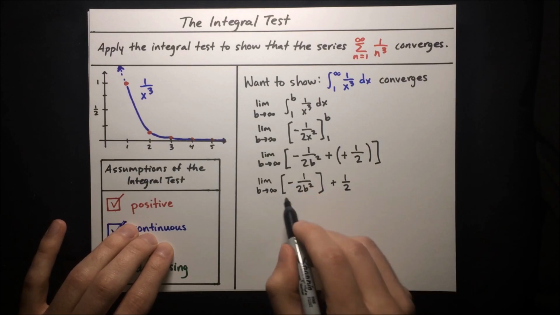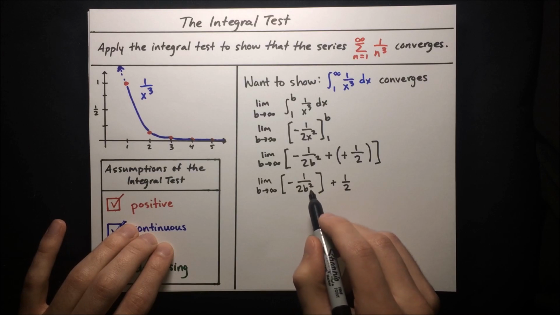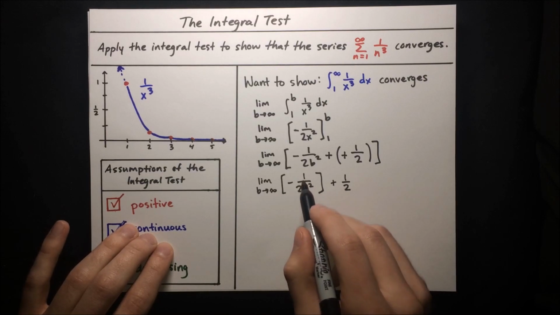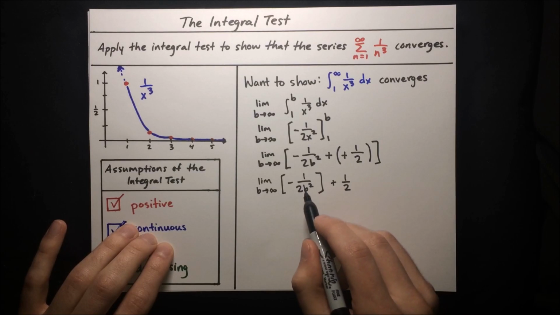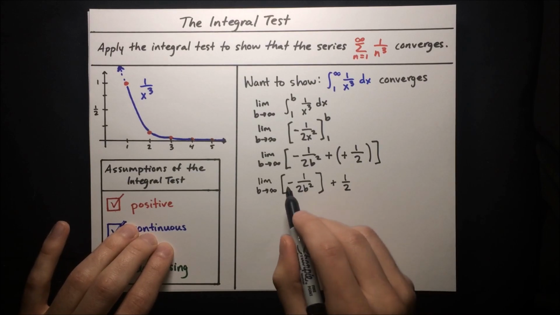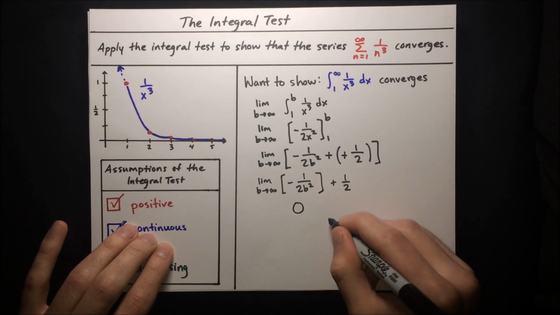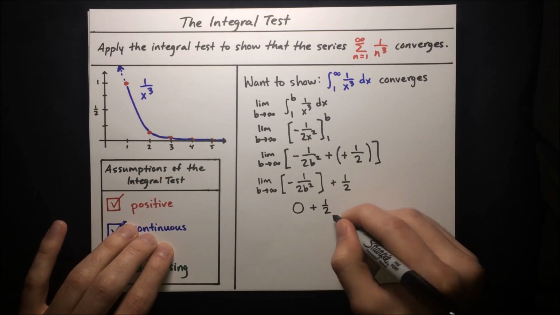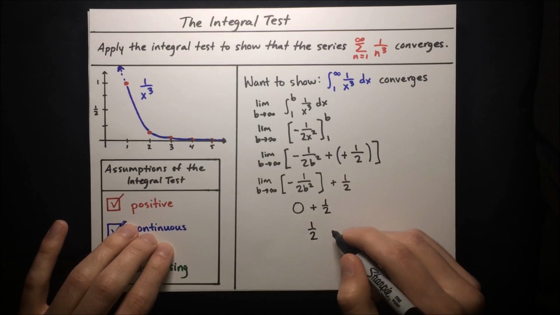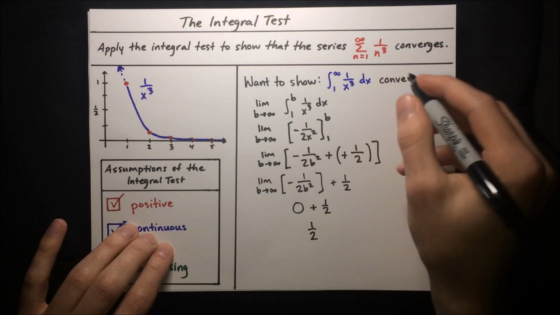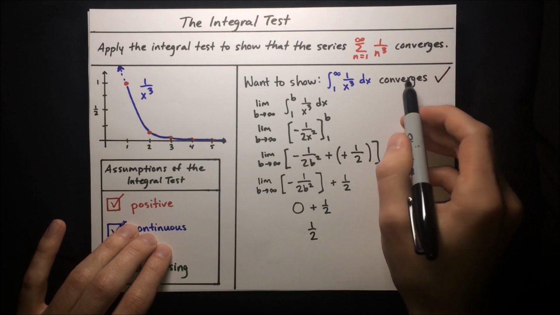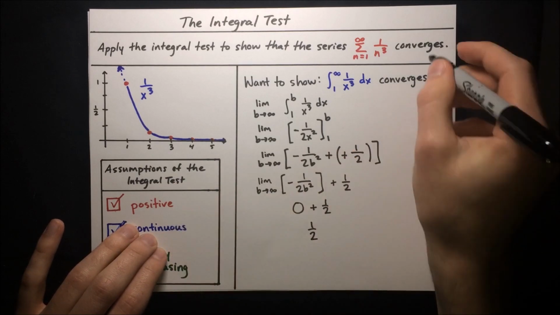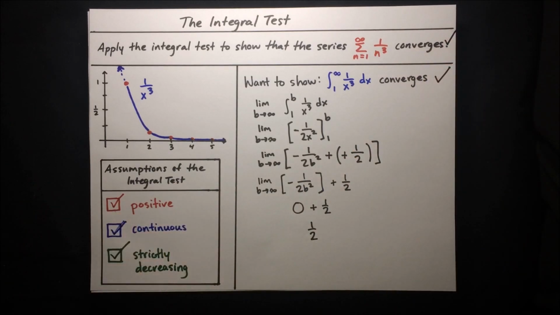And the limit of this function here, as b goes to infinity, well, the denominator ends up going to infinity, and a constant divided by an infinitely large denominator is just 0. So negative 0, still 0, this ends up being 0. So 0 plus 1/2, and the result is just 1/2. So great, it is a finite number. That means the integral does converge, and that means since our function satisfied the assumptions of the integral test, then our series does converge. The integral test is just one of many tests that we can use to more easily establish the convergence or divergence of the series. In the future, we'll learn more such tests.